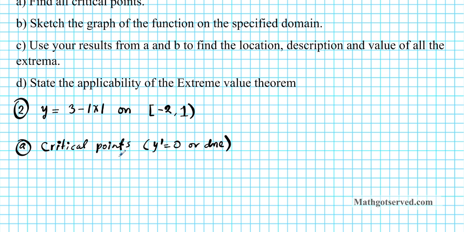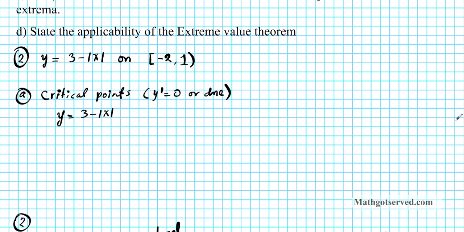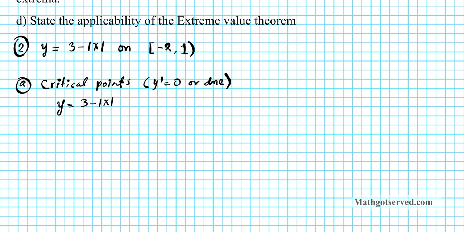All right, so to do this, let's rewrite the function y is equal to 3 minus the absolute value of x. We need to find the first derivative. So we have y prime, which is equal to 3 minus the absolute value of x, prime. Let's write that again: 3 minus the absolute value of x, prime.